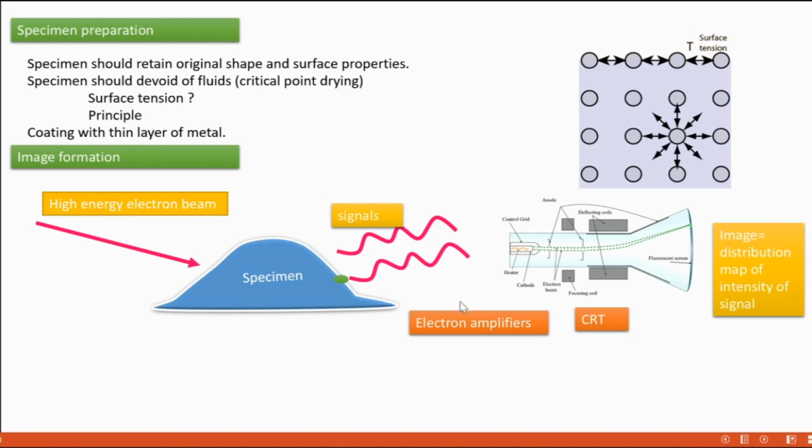There is a difference in the intensity of light coming out from different parts of this specimen. Based on that difference, the image is formed on this screen. So, the image formed here is a distribution map of the intensity of signal coming out from the specimen's surface.